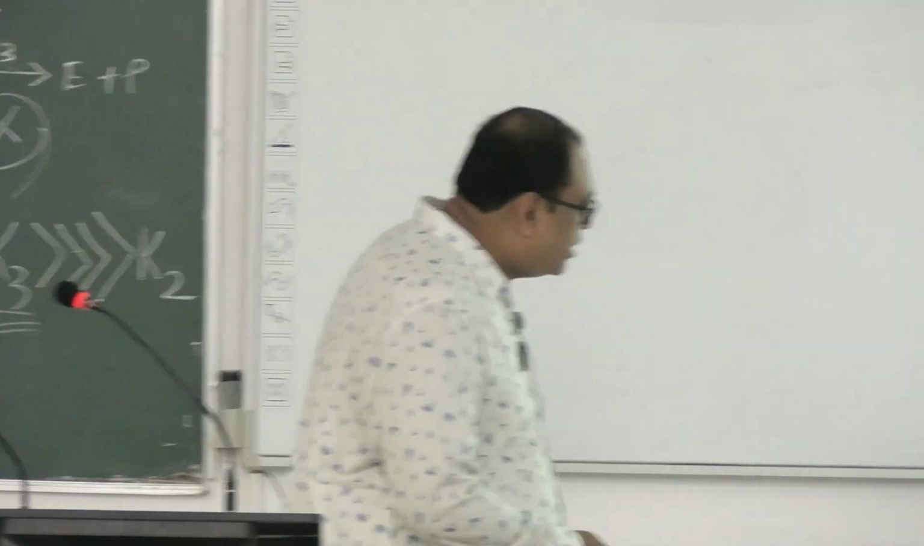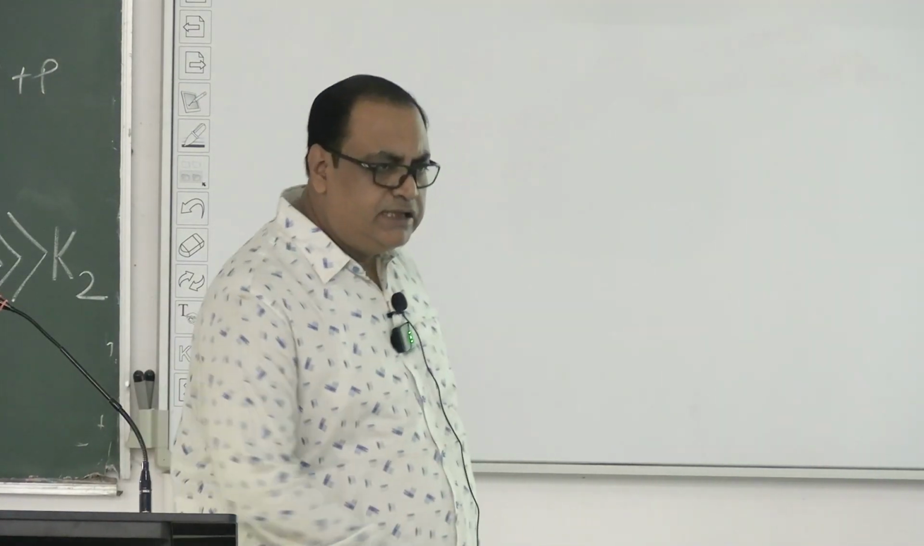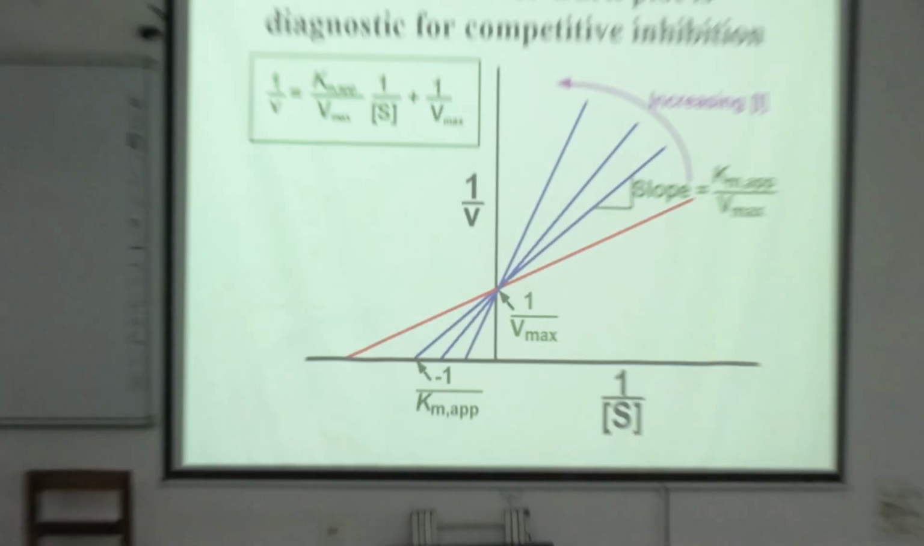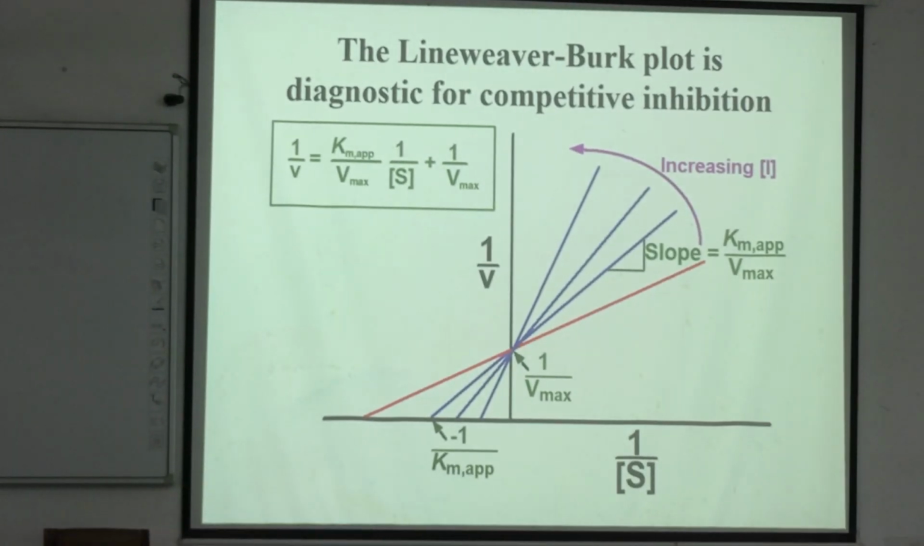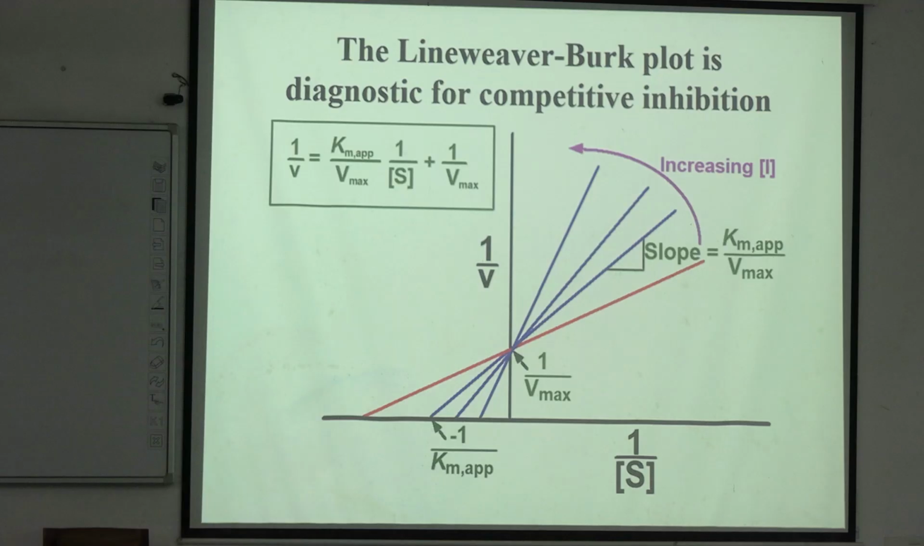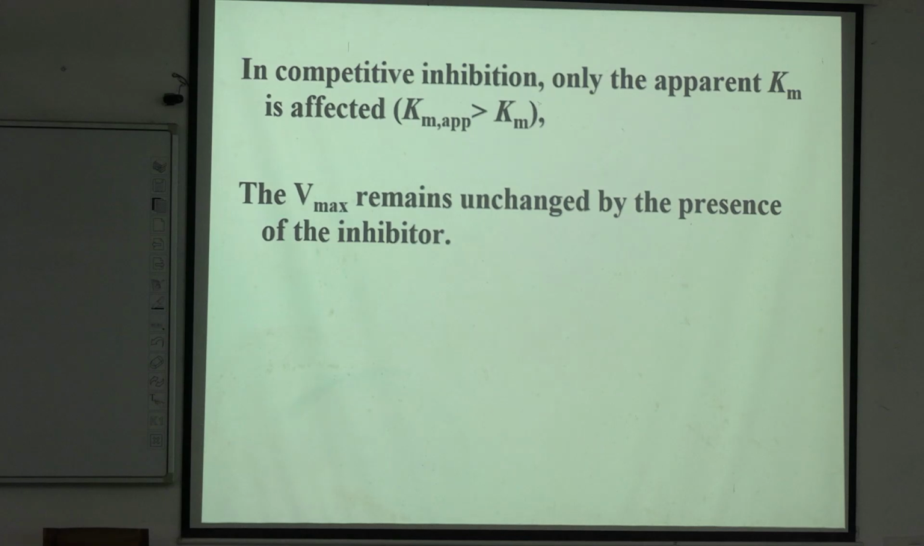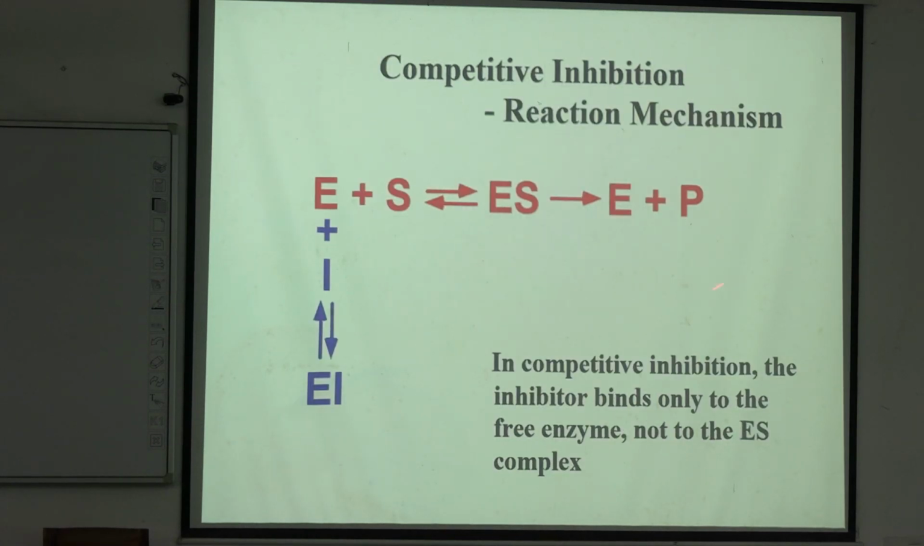But here this will increase, this will move towards the origin. If this point moves towards the origin, see, this is what? Negative inverse Km. That means what? Km value will increase or decrease? Increase, because it is the negative inverse of Km. Correct? So draw this graph after this part.